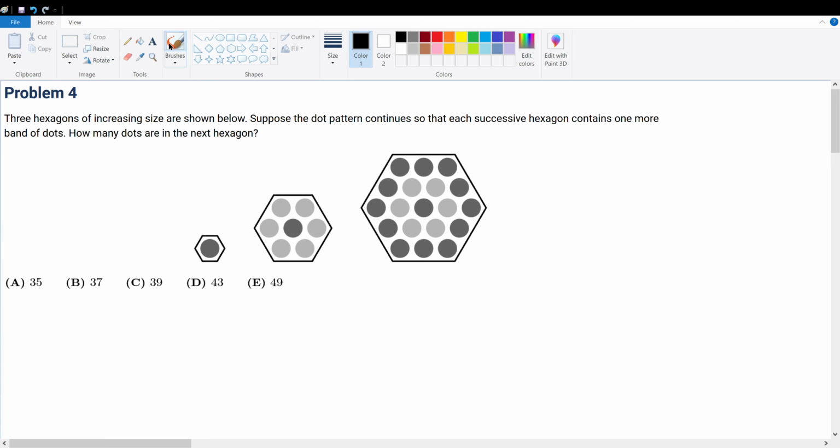Problem 4. Three hexagons of increasing size are shown below. Suppose the dot pattern continues so that each successive hexagon contains one more band of dots. How many dots are in the next hexagon?